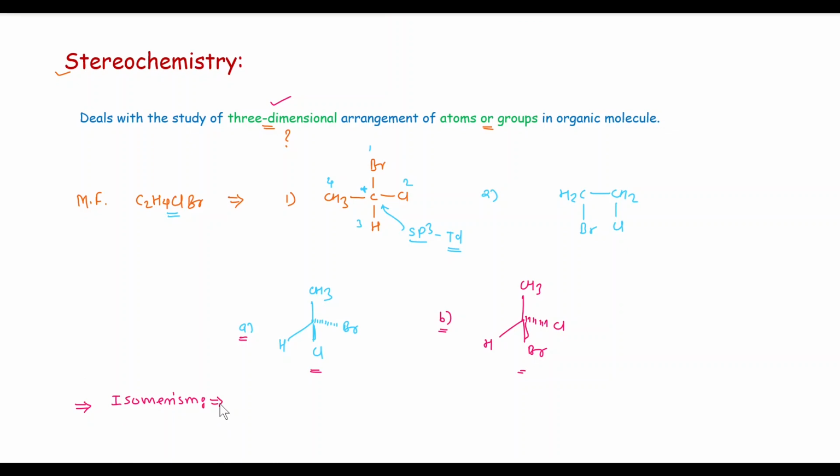Let us see the concept of isomerism in detail. The word isomerism is formed by the combination of two words: iso and merism. Iso means same and merism means part, that means same parts. Isomerism is defined like this: when organic molecules have the same molecular formula but differ in their physical and chemical properties, they are known as isomers, and the phenomenon is called isomerism.